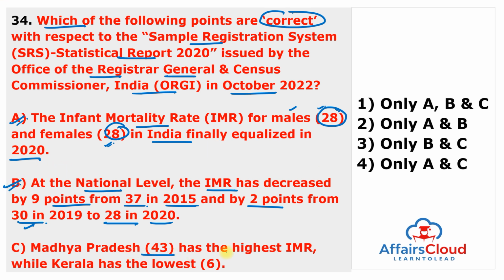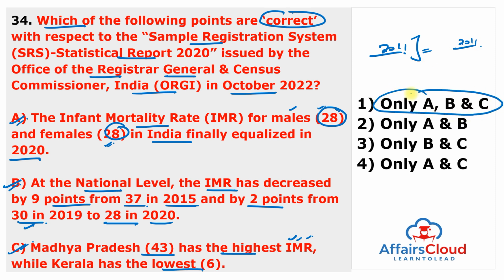Next is Madhya Pradesh has the highest infant mortality rate and Kerala has the lowest infant mortality rate. This statement is also true. And except for Uttarakhand, where the two rates were equivalent in the year 2011, all states had higher IMR for female babies than males. So now it is equalized in 2020, but in Uttarakhand it was equalized in the year 2011. So all these statements are correct. So answer of this question is 1, only A, B and C.